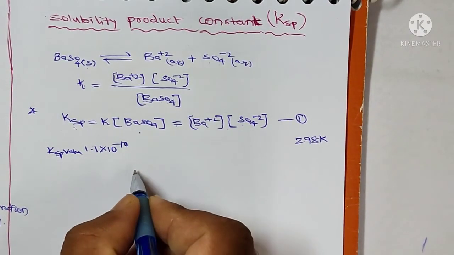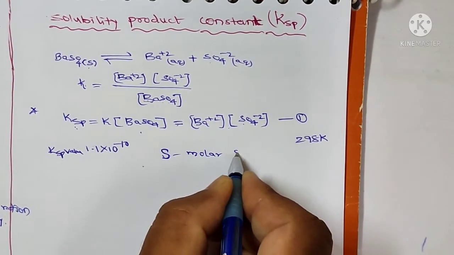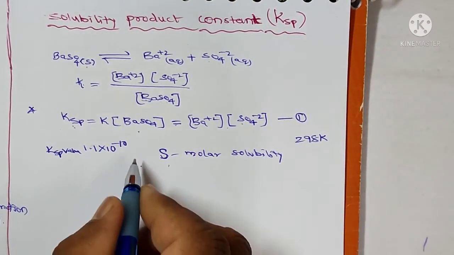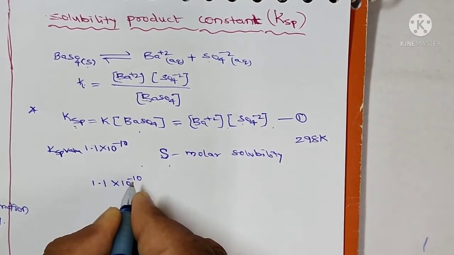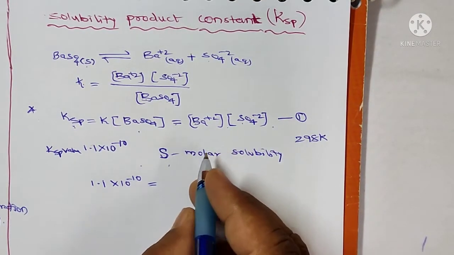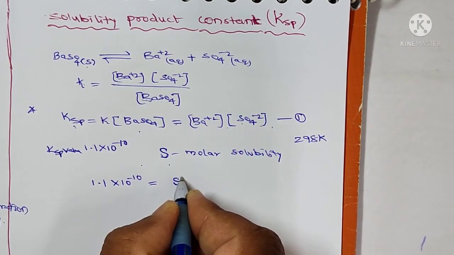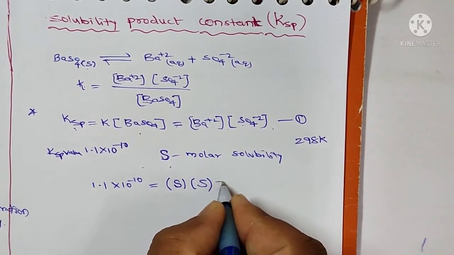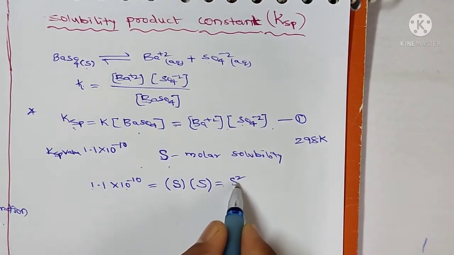And if molar solubility is S, so S is the molar solubility. If molar solubility is S, then we can write from equation 1, KSP, meaning 1.1 into 10 to the power of minus 10, is equal to molar solubility of Ba2+ and SO4 2-. Ba2+ molar solubility S and SO4 2- molar solubility also S. Then it is equal to S square. So 1.1 into 10 to the power of minus 10 is equal to S square.